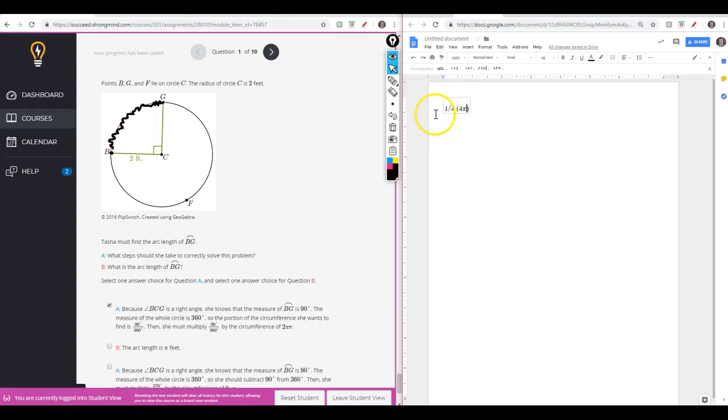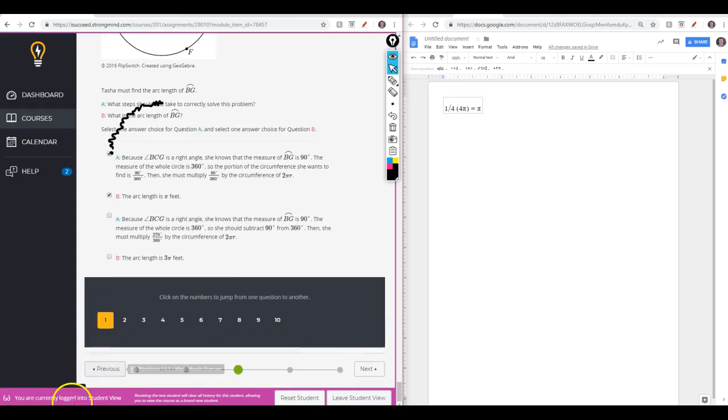So 1/4 times 4 pi, 1/4 times 4 reduces down to 1, so we have 1 times pi, which is just pi. So the arc length is pi feet, which pi is about 3.14 feet. So that is this question.